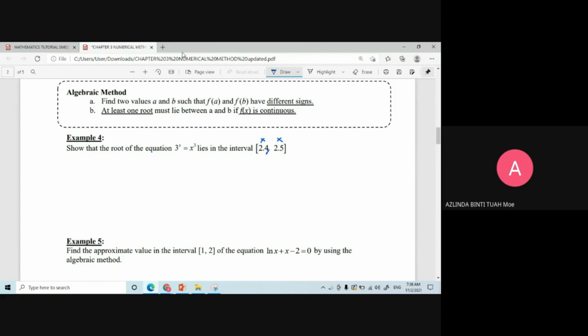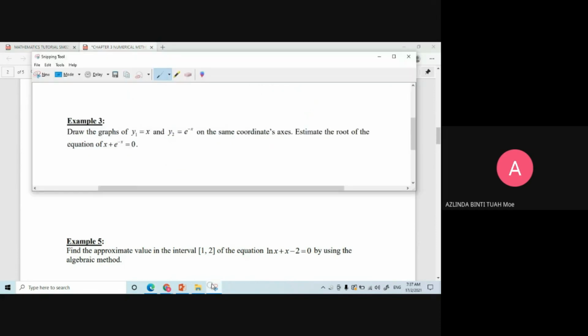So we have to find the f(x) first. f(x) ni mesti something yang equals to 0, sebab kita nak cari x-intercept. Meaning that we have to move one function to the other side to make it equal to 0. Substitute 1 by 1, 2.4 first, followed by 2.5. If there is a different sign or changing sign, plus and minus, therefore the root lies between this interval. So it's very simple. Let's try example 4 now.